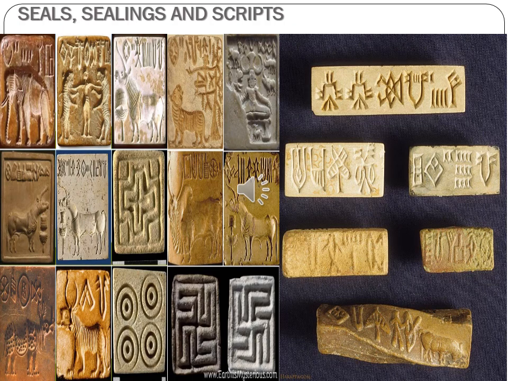Seals, sealings and script. The seals from various media such as steatite. Steatite means the mineral talc occurring in consolidated form, so steatite is a type of mineral. Seals of various media such as steatite, copper, terracotta and ivory are found in the Harappan sites.